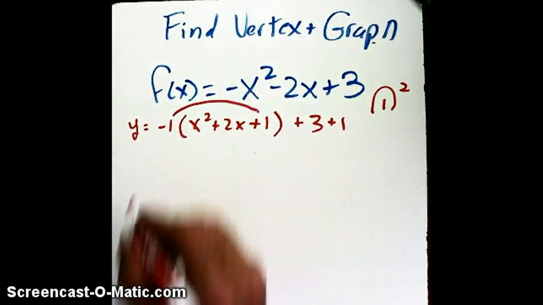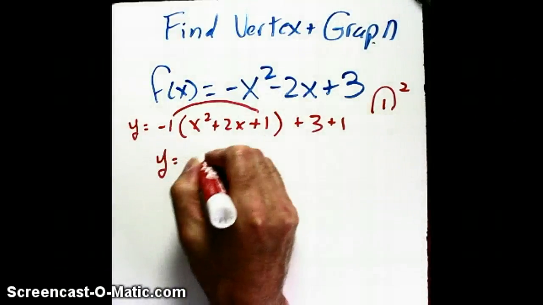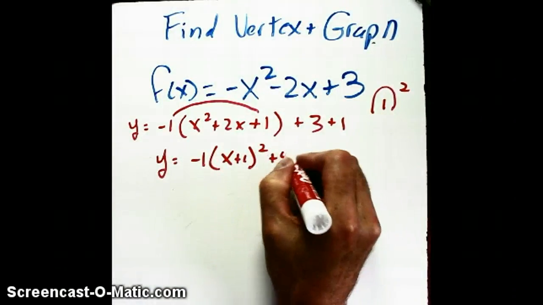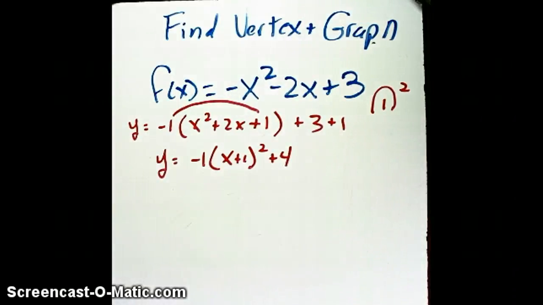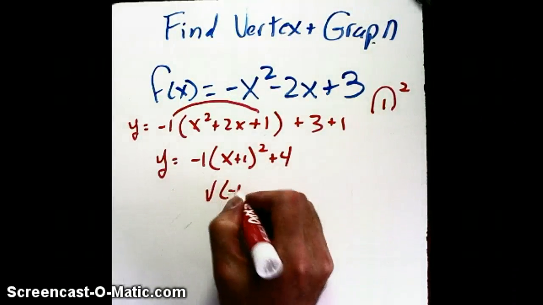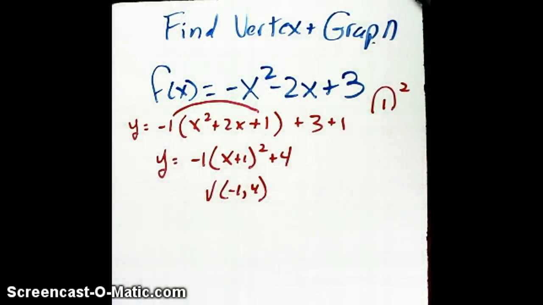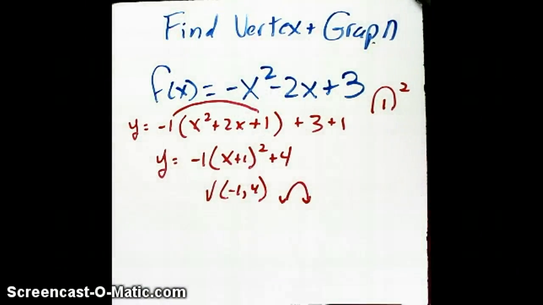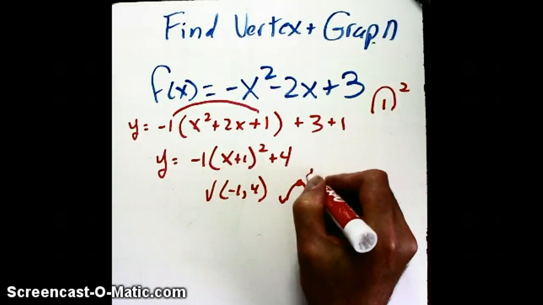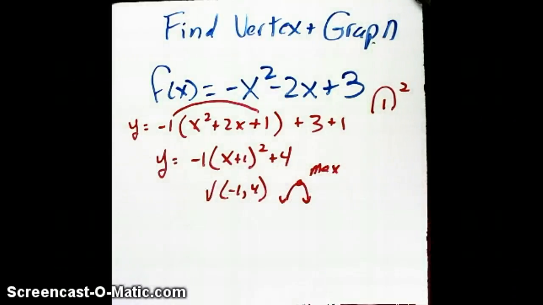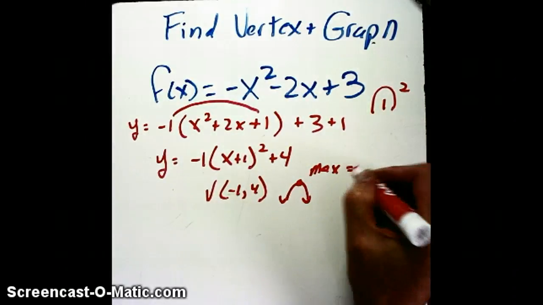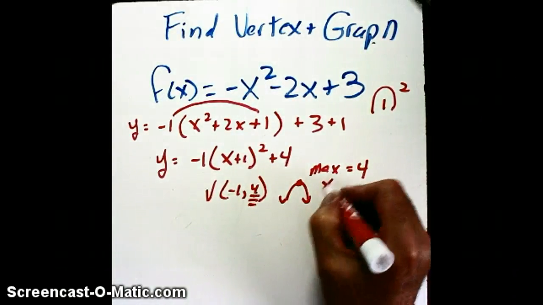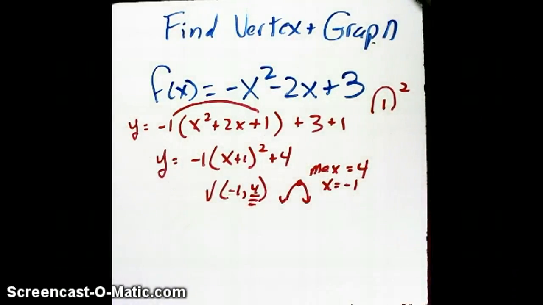Now we could rewrite it: y is equal to negative 1 times (x plus 1) squared plus 4. So what's the vertex? The vertex is at negative 1, 4, and notice it's going to open this way, and also notice that would be a maximum. Now the maximum would be the value 4. That will be this value, and the place where that occurs is x is equal to negative 1. Hope that helps.